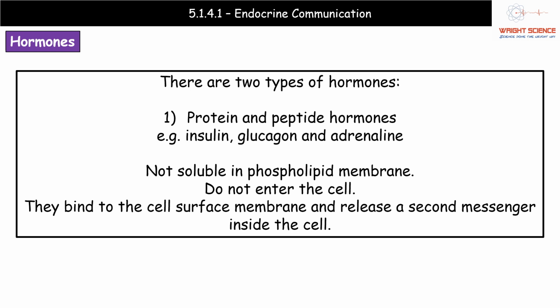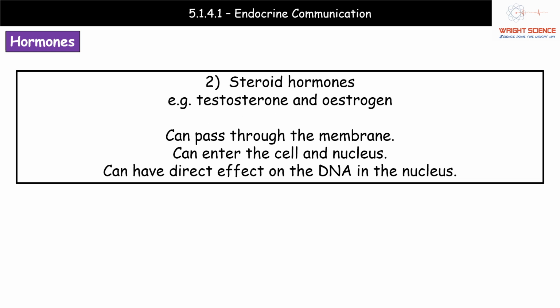In terms of some key features about these hormones that we should know. Firstly, they are not soluble in the phospholipid membrane. So because of that, they do not enter the cell. So in order for these hormones to actually have an effect, what they're going to do is bind to the cell surface membrane onto a receptor molecule there. And as a result of that binding to their receptor, they then release a second messenger inside the cell. So protein and peptide hormones do not enter the cell because they are not soluble in the phospholipid membrane.